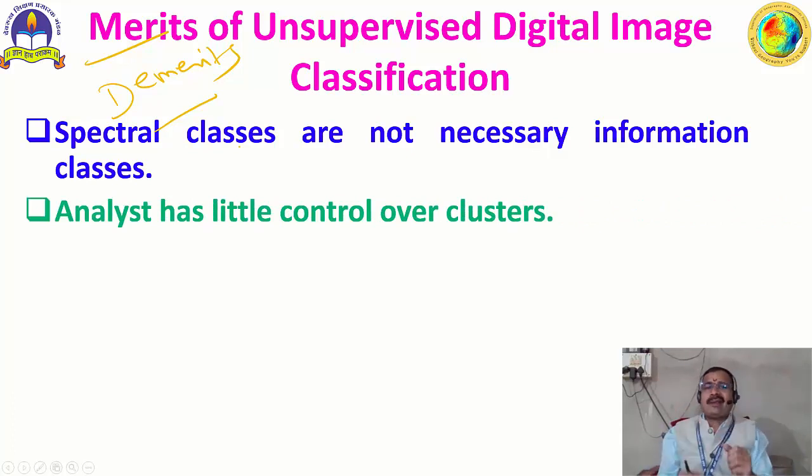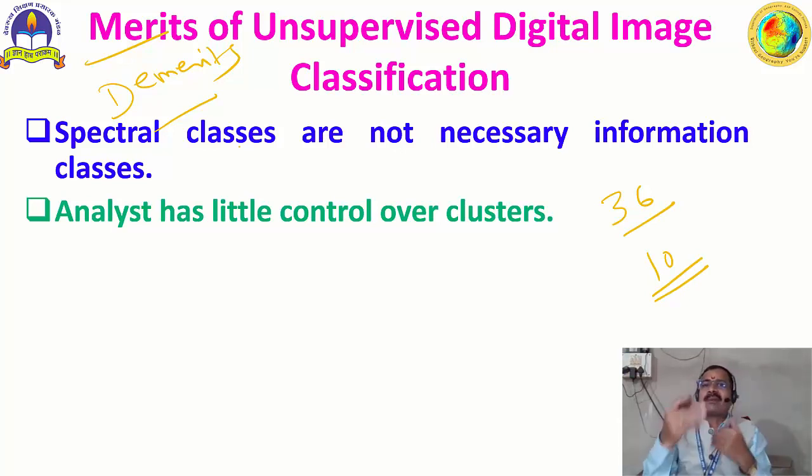An analyst has little control over clusters. He can't define how clusters are going to be merged. We only need to provide the number of clusters. How many clusters do you require? It is maximum 36, and it should be more if more than 10 at that time.